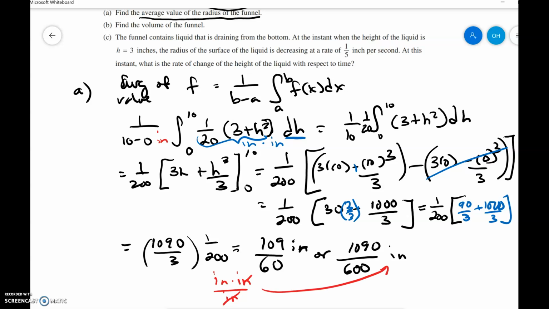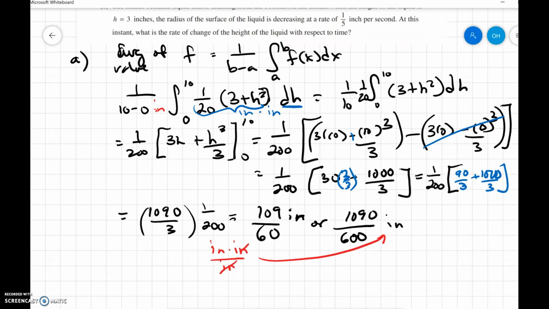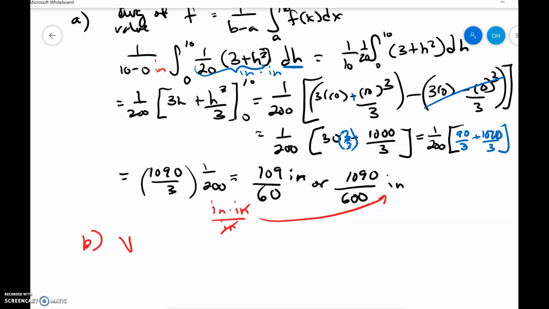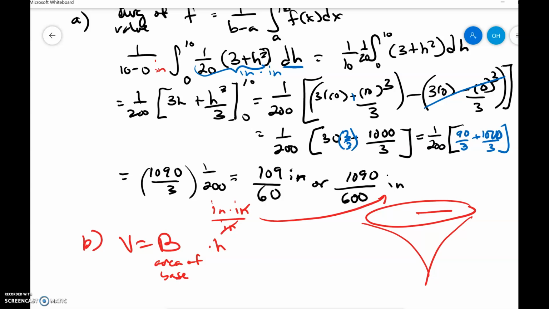All right, so now let's move on to part B. Part B, find the volume of the funnel. So you know that volume is just area of the base times your height. Now the base of this funnel is a circle. So volume is area of the base times the height. I have this funnel here, and the shape of my base is a circle, and the area formula for a circle is pi r squared. Well, I have the radius, so that's awesome.